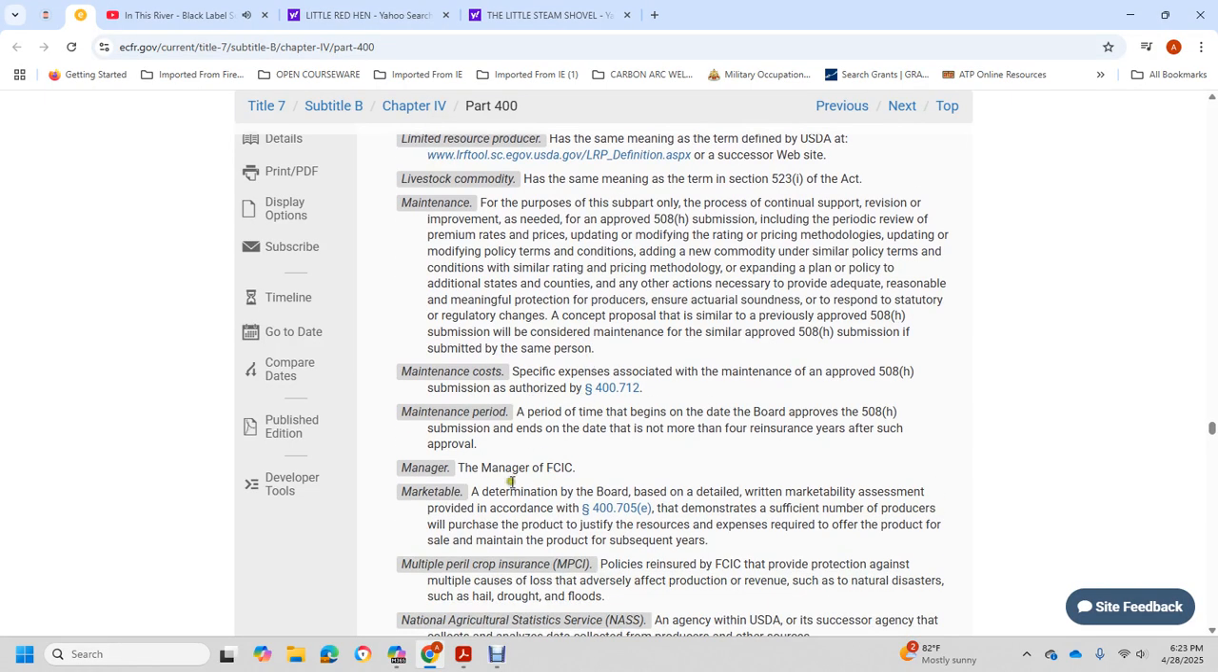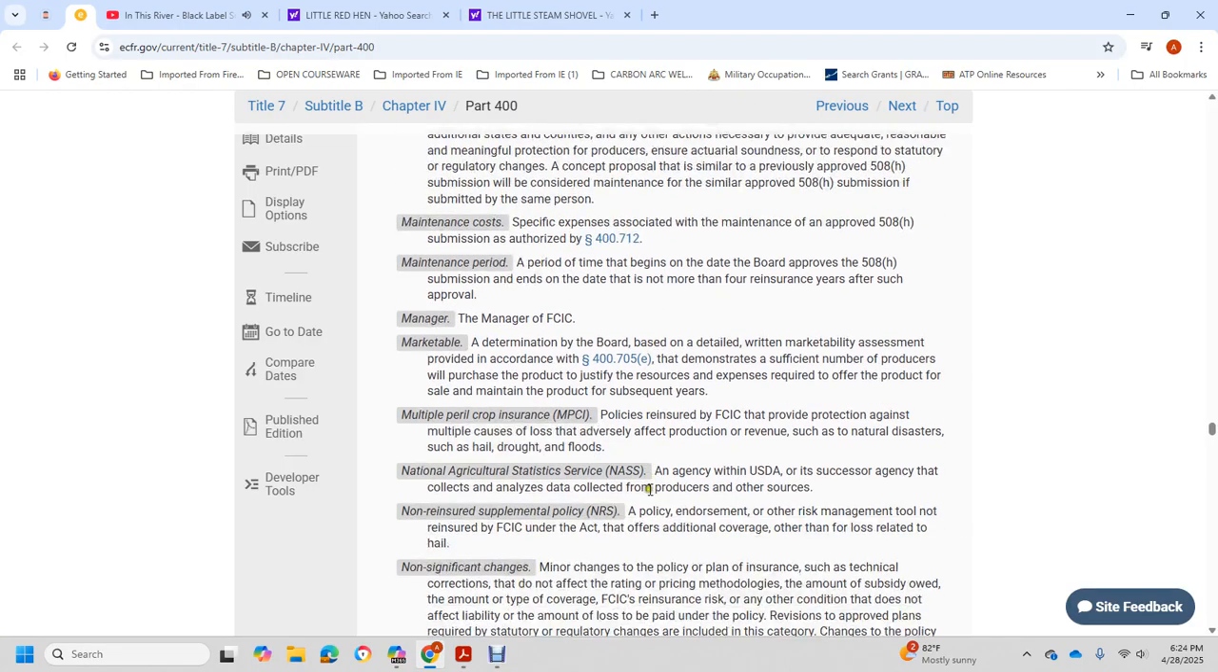Maintenance of the manual: the Federal Crop Insurance Corporation market will determine the base for the detail of the written marketable assessment with the provider in accordance with 407.05(e), with the demonstration that a sufficient number of producers will pursue the purchase of the product to justify the resource expense required for the other offer of the product, and also the same to maintain the product for subsequent years.